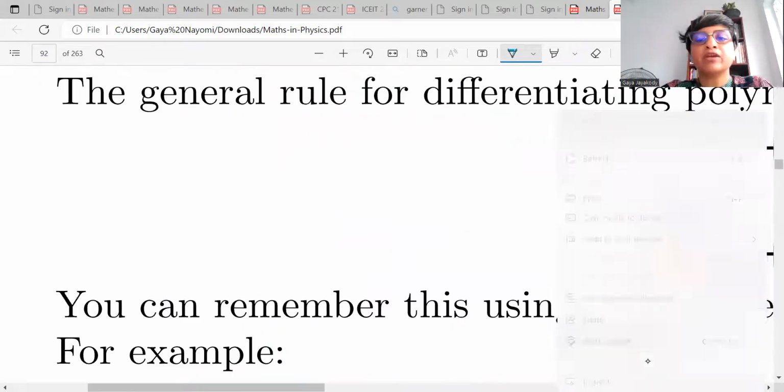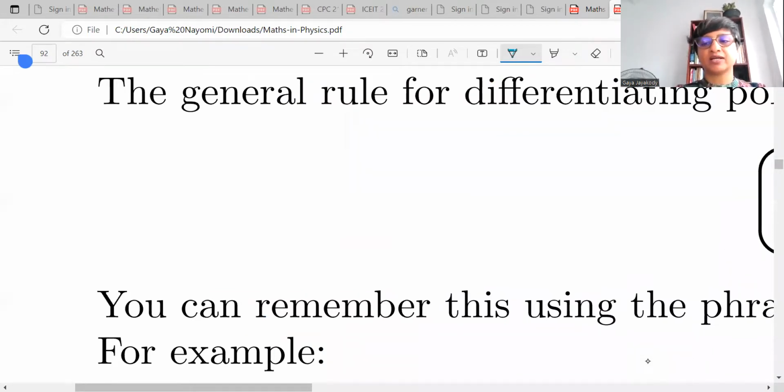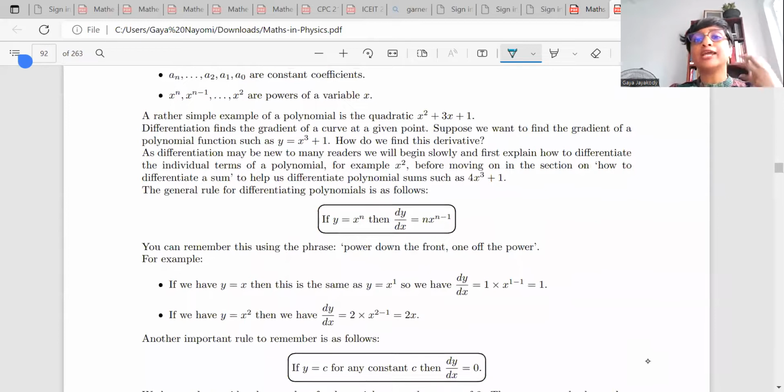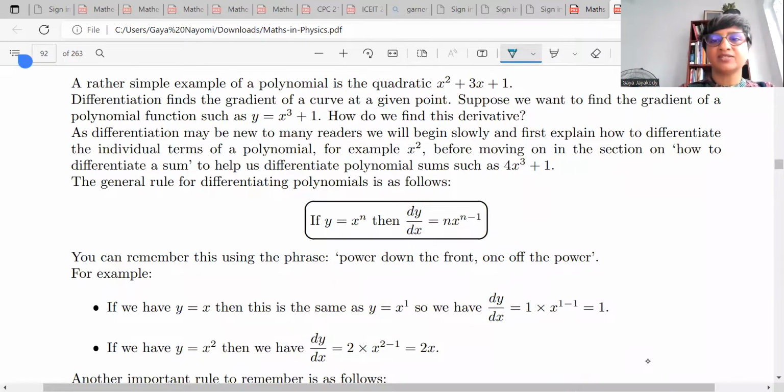Many of the functions that you will come across would be polynomial functions. I couldn't finish that discussion; you saw polynomial functions, but we couldn't finish that. Anyway, in polynomials, if you remember, what you have are a bunch of terms of powers of x. Now here's your first rule of differentiation.